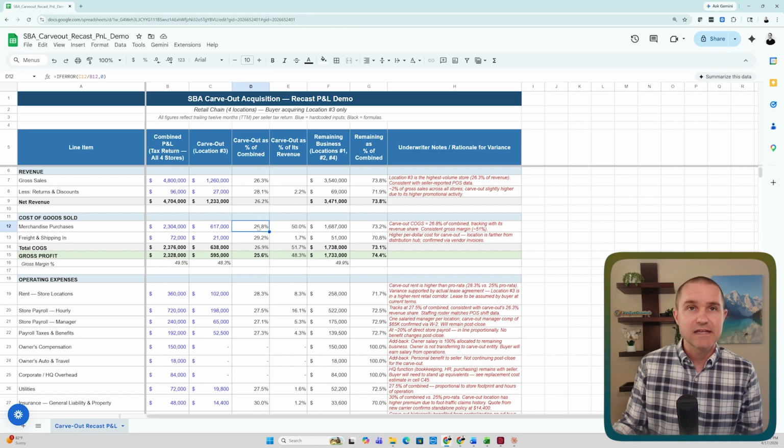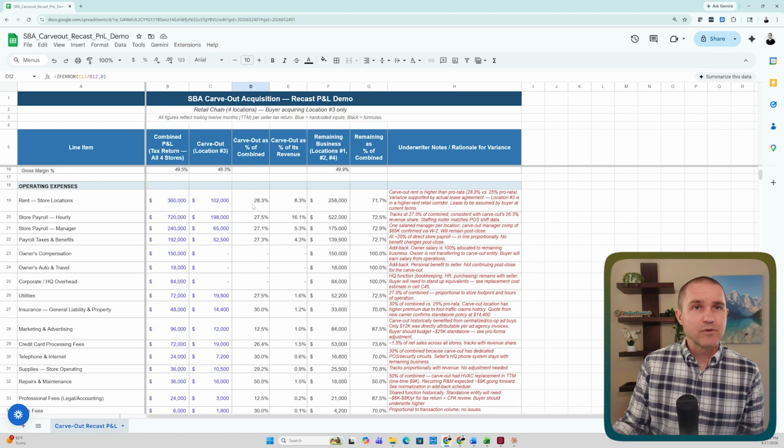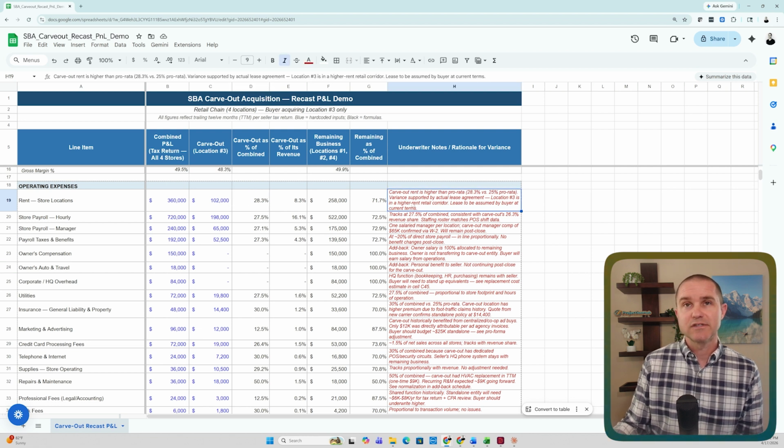Again, that makes sense, right? Because it's about a quarter of the total. As we move down to expenses, this 28%, that's a little higher than the 25% that we would expect. So we have some notes here. Carve-out rent is higher than pro rata. Variance is supported by actual lease agreement. So, okay, we've got a lease agreement. So that's just what it is, right?